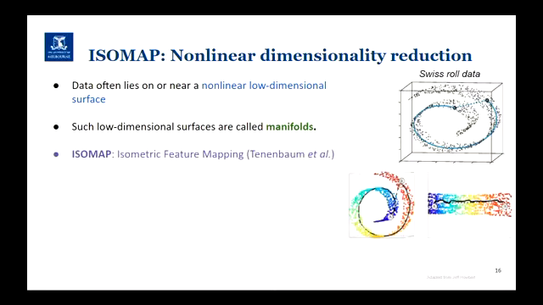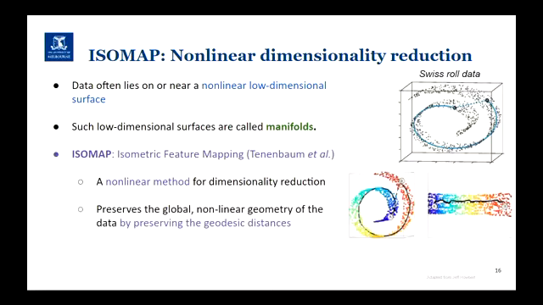ISOMAP stands for isometric feature mapping, and it's been quite well used over the years. It was published in a Science paper in early 2000. It has more than 12,000 citations, so it's very well used. It's a non-linear method for dimensionality reduction, and it tries to preserve the global geometry of the data by preserving, instead of the actual distances, geodesic distances. We already talked about this.